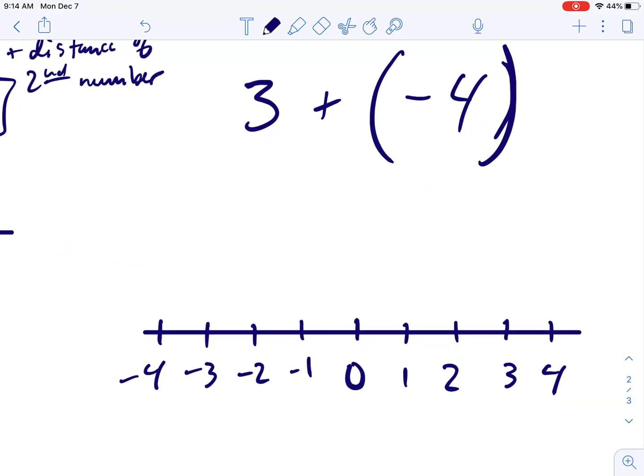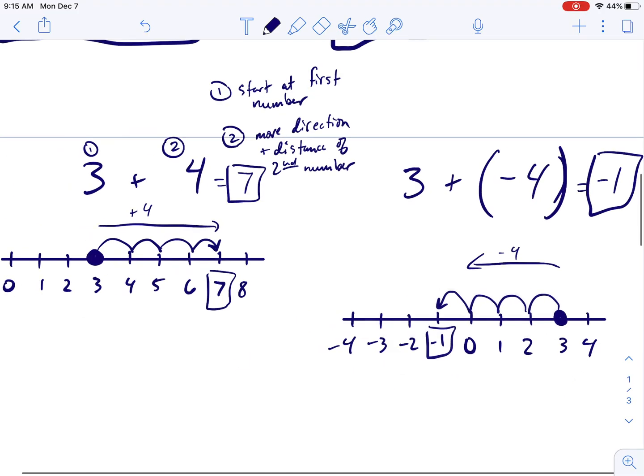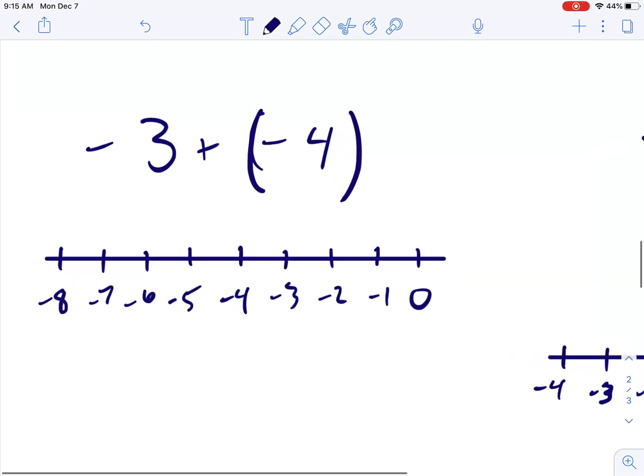Let's try this one a little harder. So once again, we're going to start at 3, our first number, and we're adding -4. Now, negative is going to the left, right? So we're going to go to the left by 4. So we're going to go 1, 2, 3, 4. And our answer, then, we end at -1. So our answer is -1.